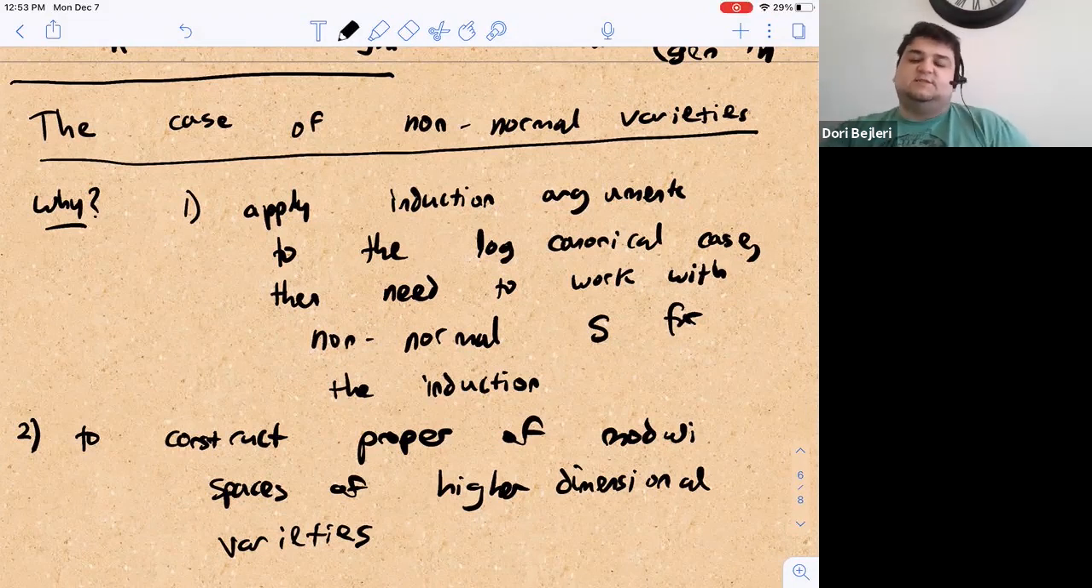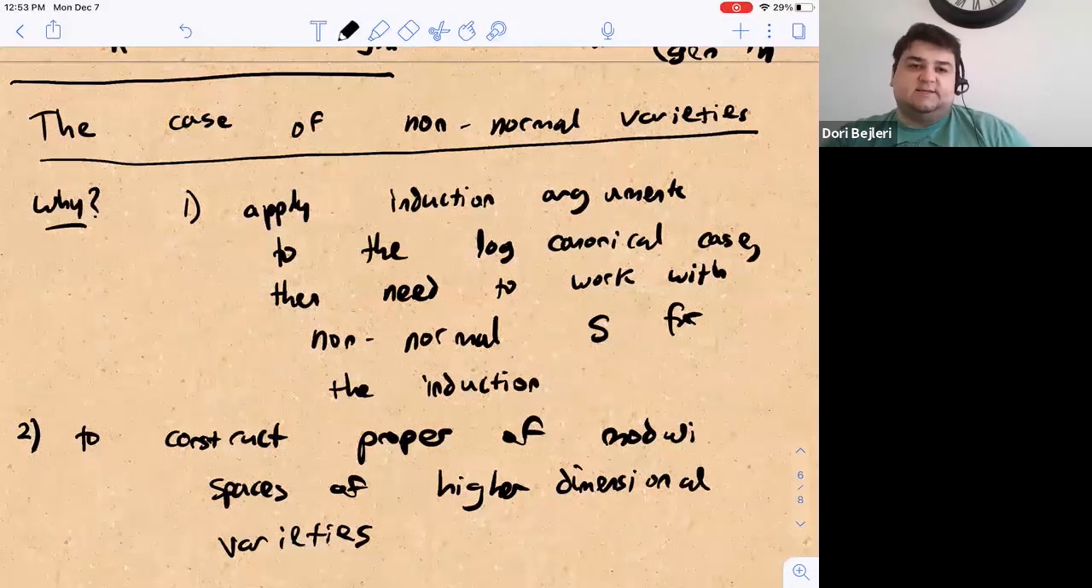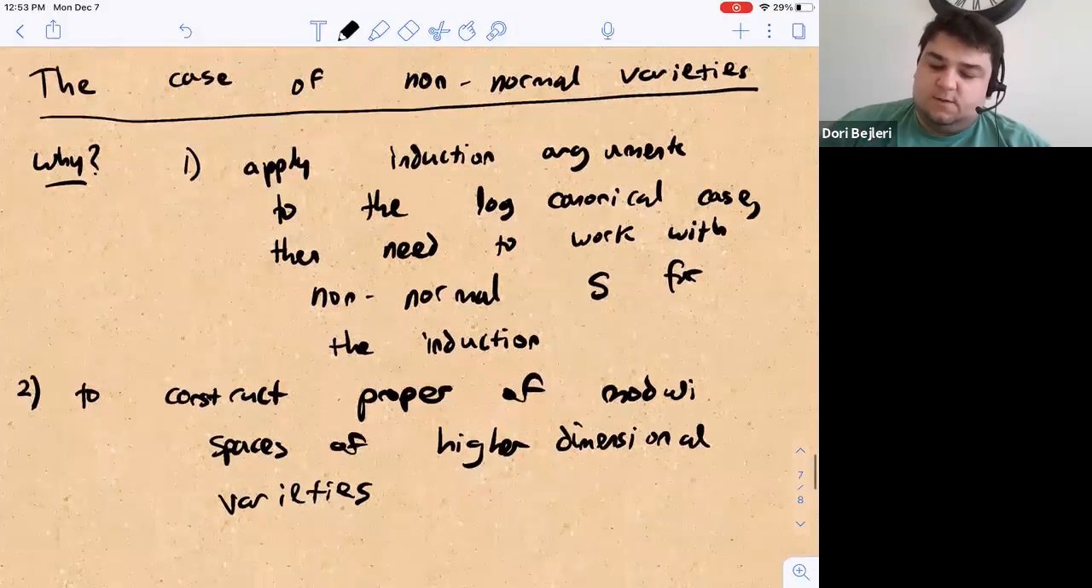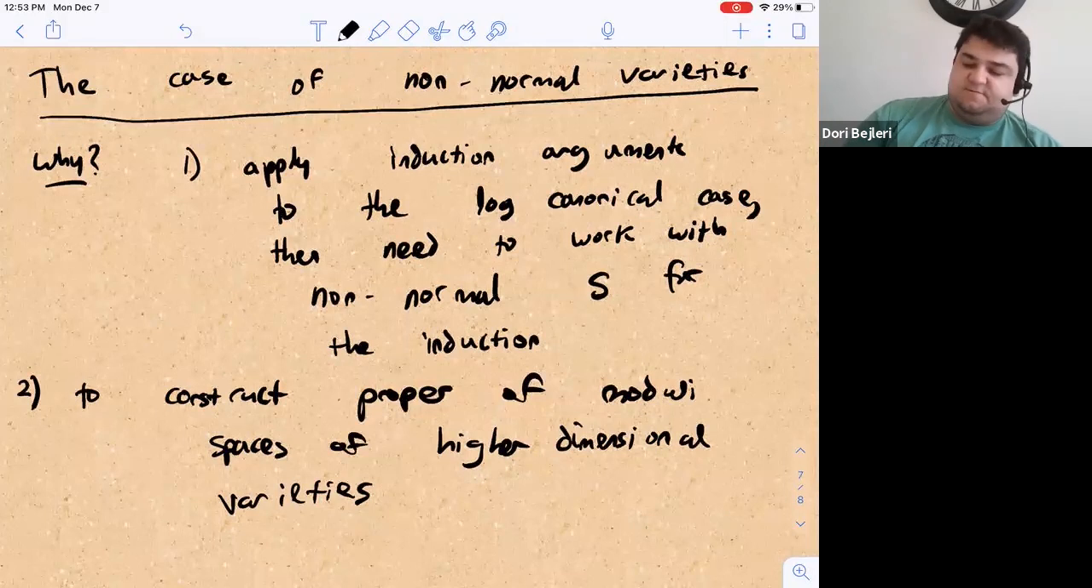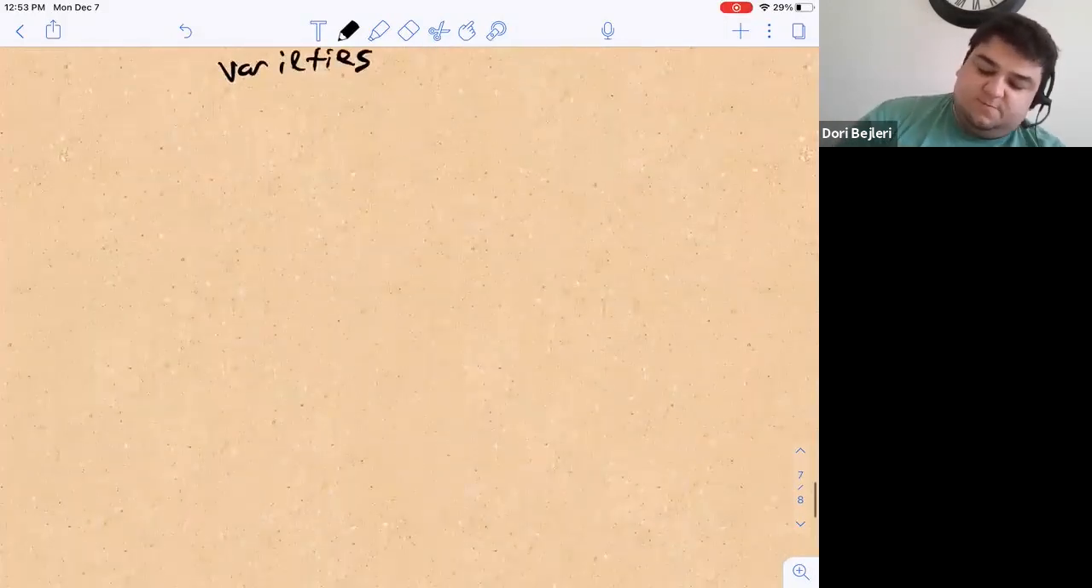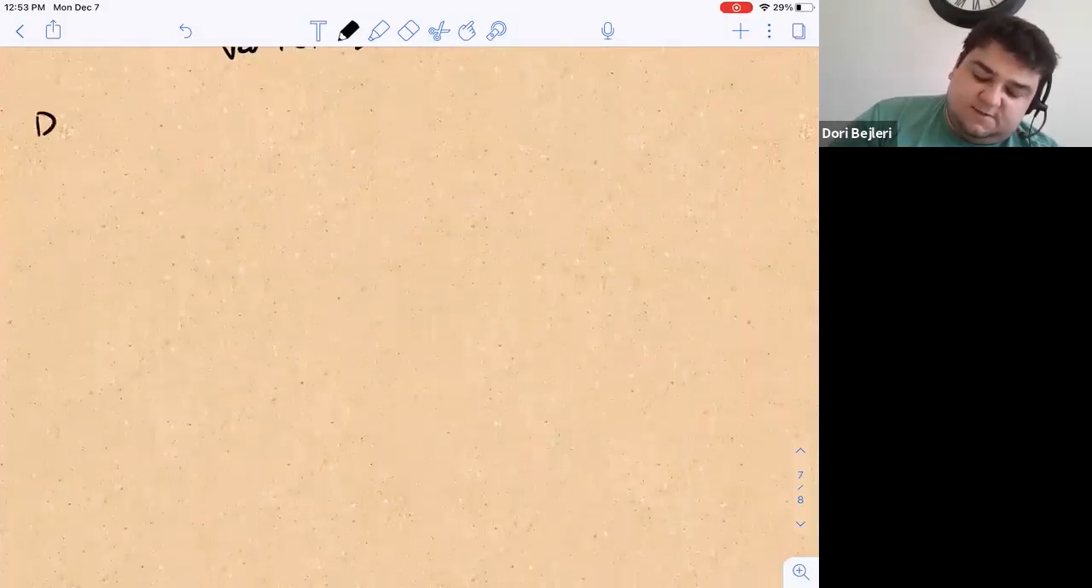But really, these reasons 1 and 2 go hand in hand, because we'll see that the idea behind coming up with the right definition for moduli of higher dimensional varieties comes from looking at if you have a log canonical model and you have a divisor S, what kind of singularities does S have? Okay. So with this motivation out of the way, we need to set up some divisor theory on non-normal varieties.